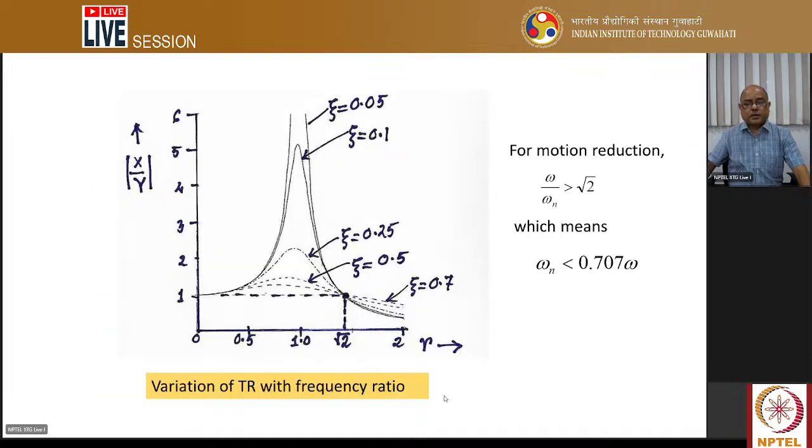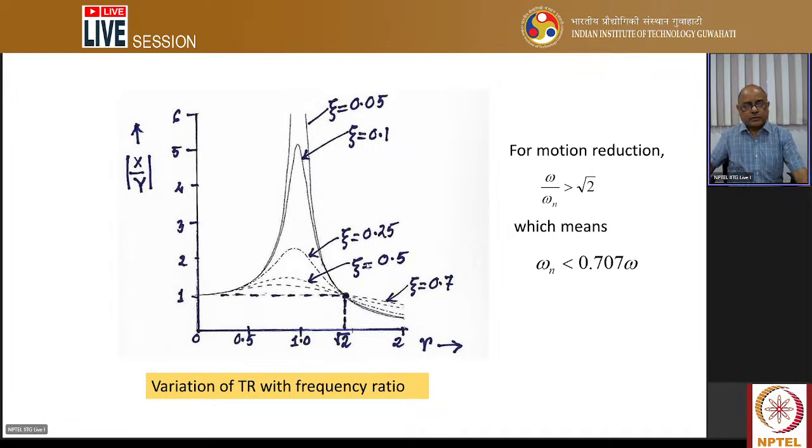It is worked out. So one interesting thing you can see is that if you plot the frequency ratio, omega by omega n, that is the driving frequency divided by the natural frequency, against the transmissibility ratio x by y, then you will get a plot like that. This is for very low damping. And as the damping increases, you can see the curve becomes flatter and flatter. And ultimately, it will further flatten.